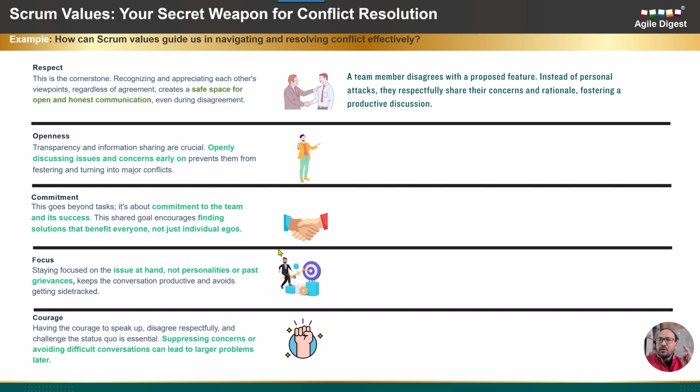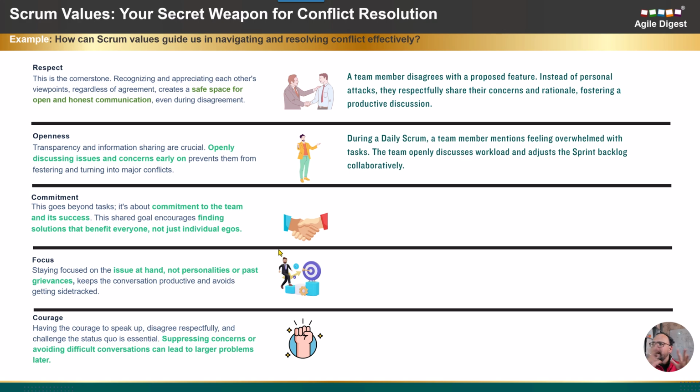So right now we are just talking about one example of each value to avoid conflict in future. There can be many more. Let's look into openness. During a daily scrum, a team member mentions feeling overwhelmed with tasks. So the team openly discussed the workload and adjusted the sprint backlog collaboratively. This is an open discussion.